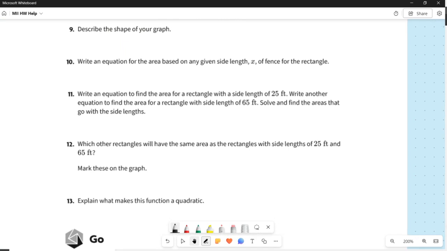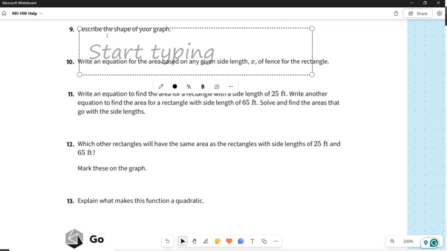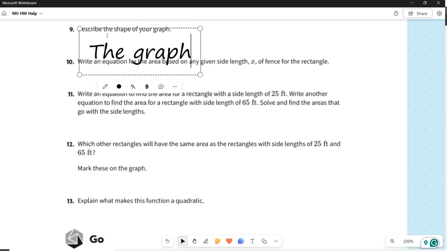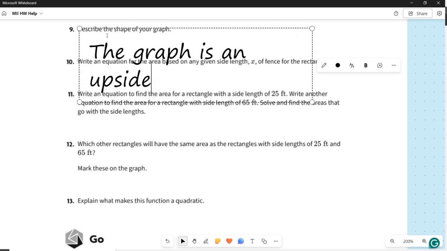Number 9, describe the shape of your graph. So again, the way that you might phrase this might be a little bit different, but for me, what I would say is the graph is an upside down parabola.